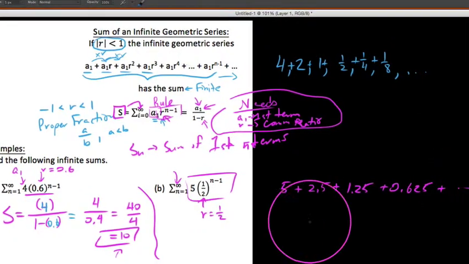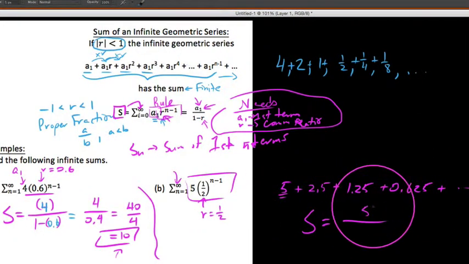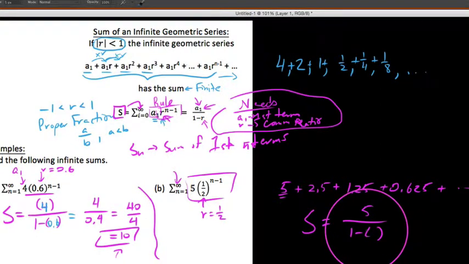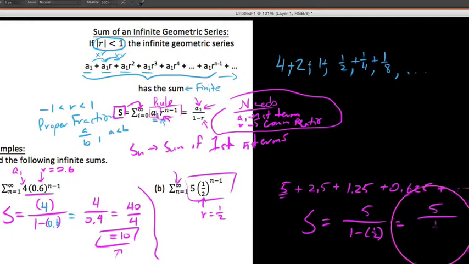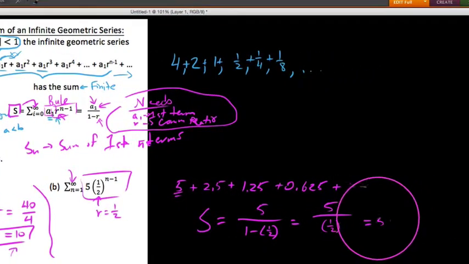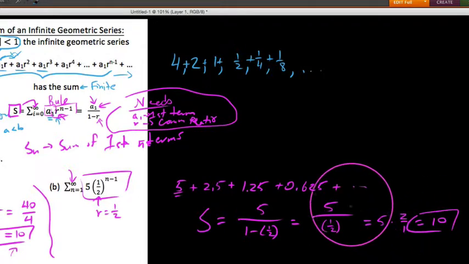So we need our first term, which is just 5. It's over 1 minus r. In this case, our r is a half. So we really get 5 over 1 minus a half, which is a half. And when you divide with fractions, you really just multiply by the reciprocal here. So we get 10. So this also has a sum of 10 when you add all these up. But that is how you find an infinite geometric series.